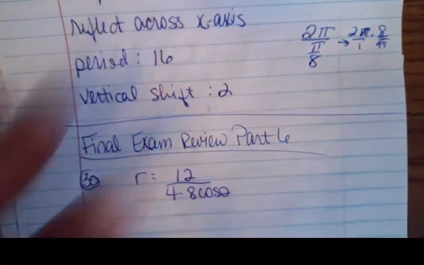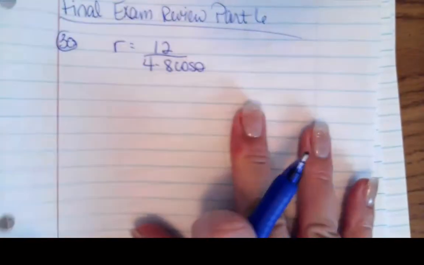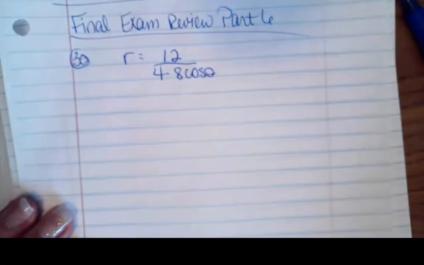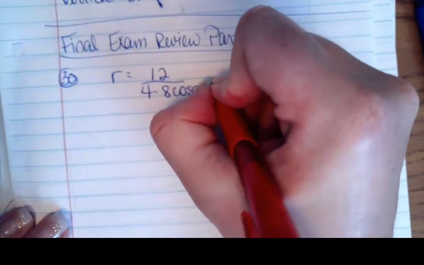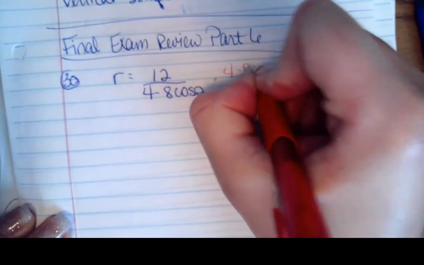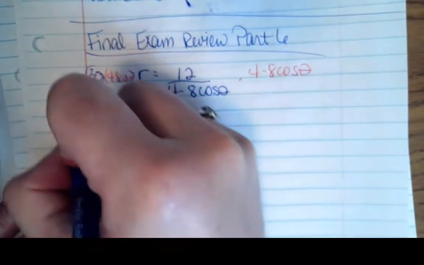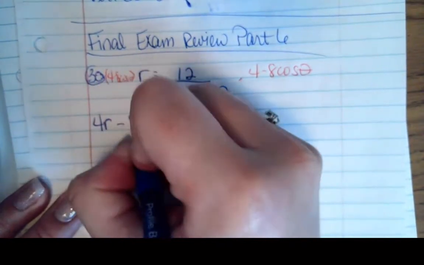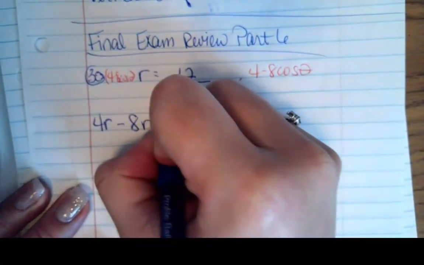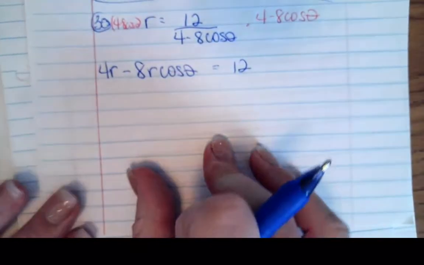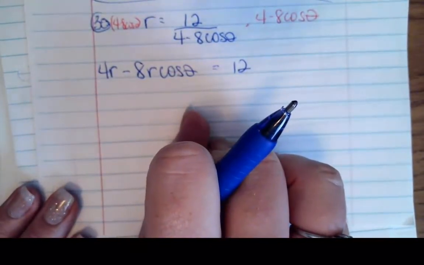So notice first of all, let me fix this. All right, notice first of all that my cosine is in the denominator and I don't want it there, so I'm going to multiply both sides by 4 minus 8 cosine theta, which gives me, on the right side, I'm going to have r times 4 minus 8r cosine theta equals 12.